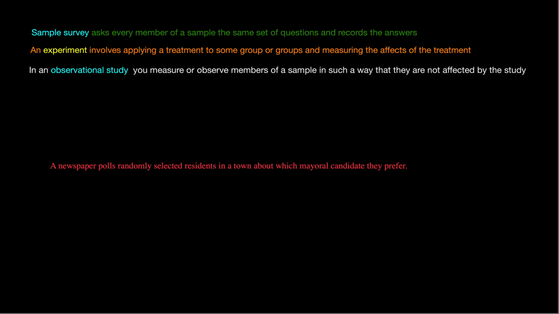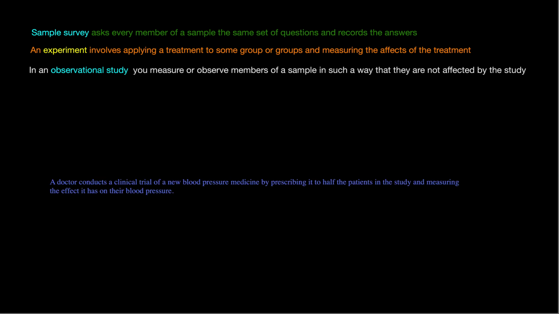So the first scenario that we're going to look at is a newspaper, and the newspaper polls randomly selected residents in a town about which mayoral candidate they prefer. Well, looking at my three studies, let's think about which study this falls under. Would it be a sample survey, an experiment, or an observational study? Well, since our newspaper is going out and asking this question, this would fall under the sample survey.